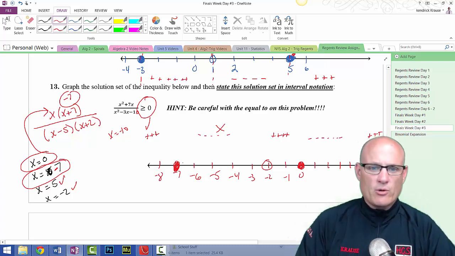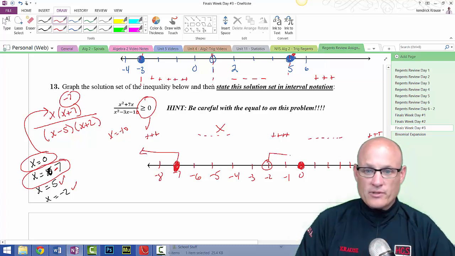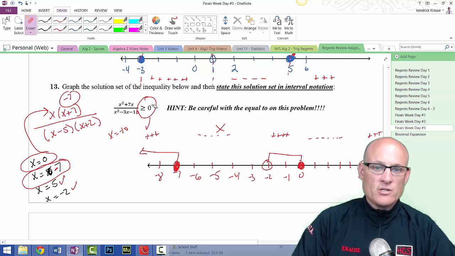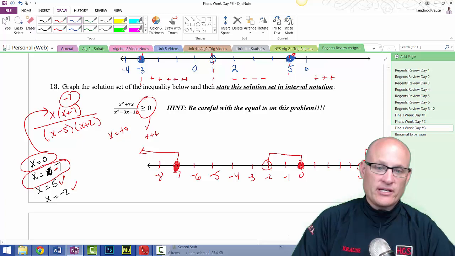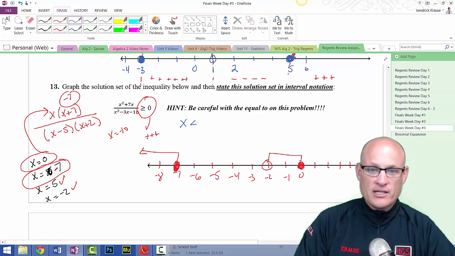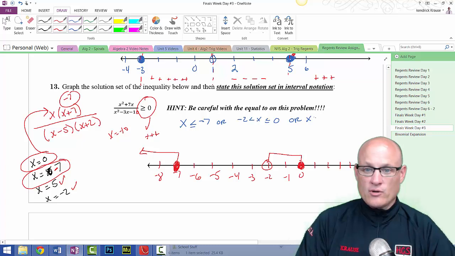So what do I want? I want when it's positive. So I want from here out, and then I want from here, and then I want from here out, because that's all the areas where it's positive. So get rid of this and put my answers. I'm going to put my answers in standard notation, and I'm going to put my answers in interval notation. So x can be less than or equal to negative 7, or negative 2 is less than x is less than or equal to 0, or x greater than or equal to 5.